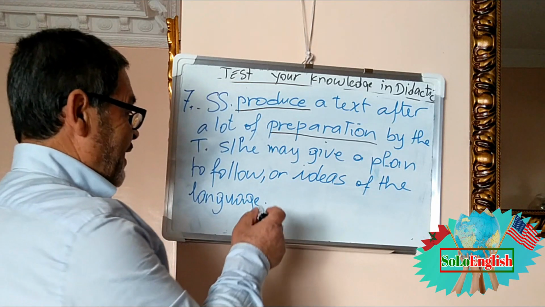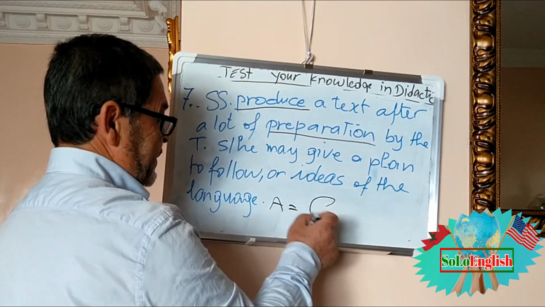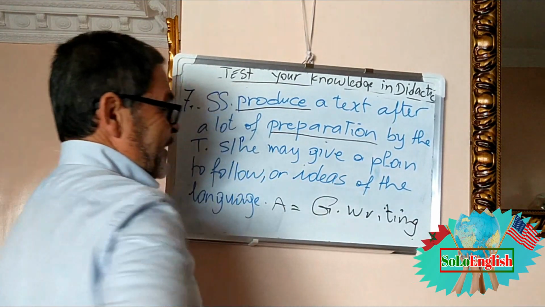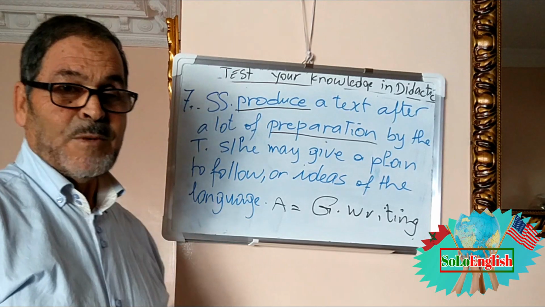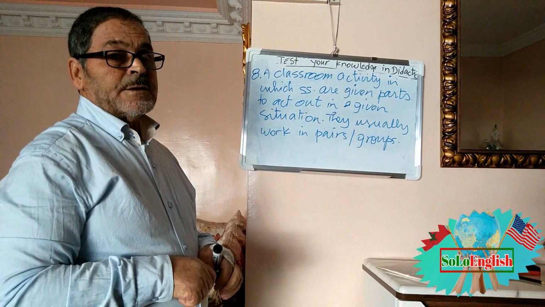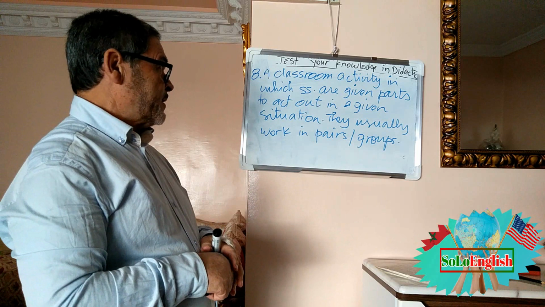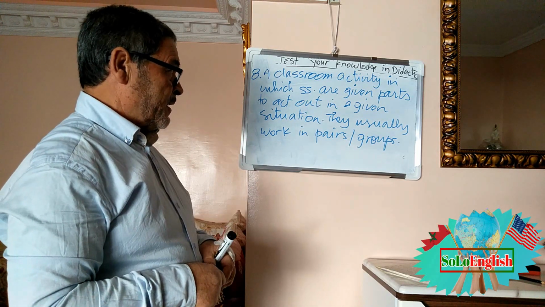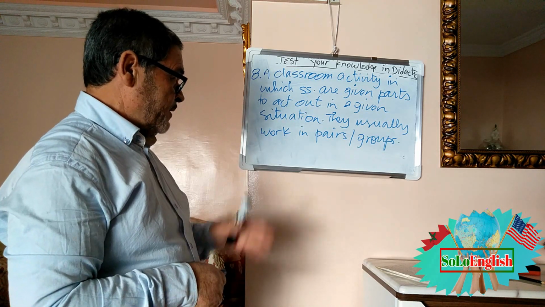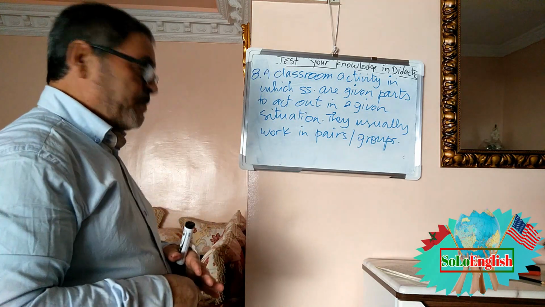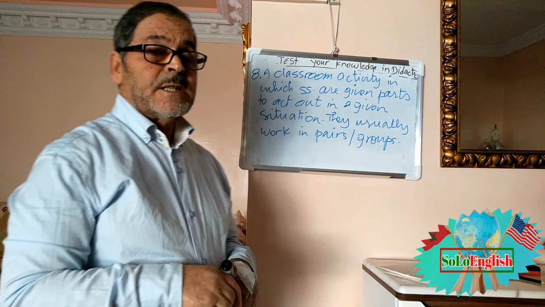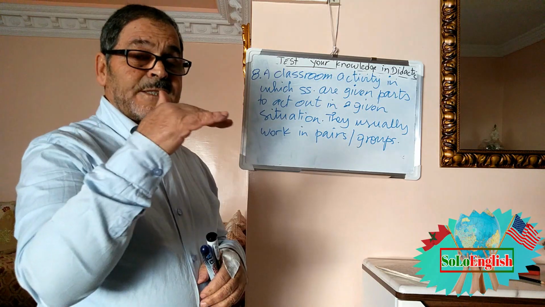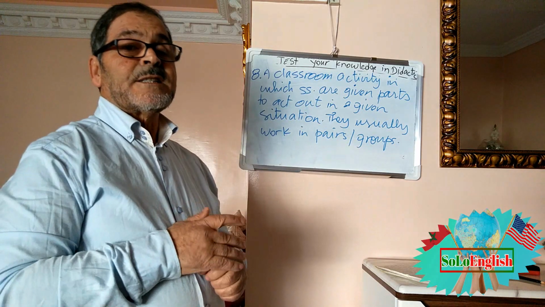And here in writing, we say guided writing. It is A. So it is guided writing. Guided writing. There you are. This is the answer. So we move to number 8. Rank order. So this is the number 8 classroom activity in which students are given parts to act out in a given situation. They usually work in pairs or in groups. So here, why do they work in groups? To put which one is first, which one is second, which one there is sequencing, or there is what we call rank or prioritizing.